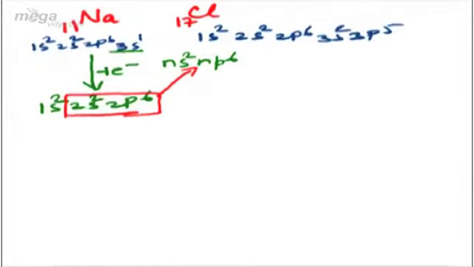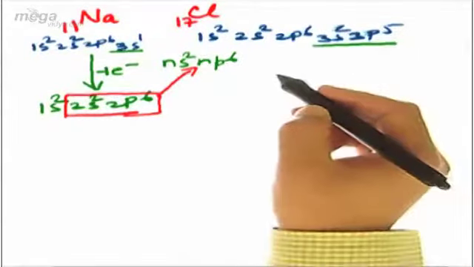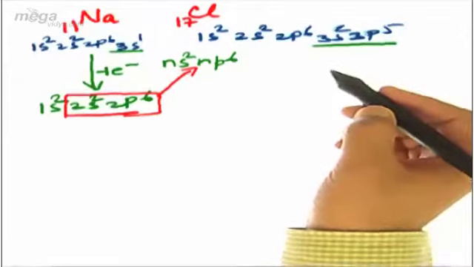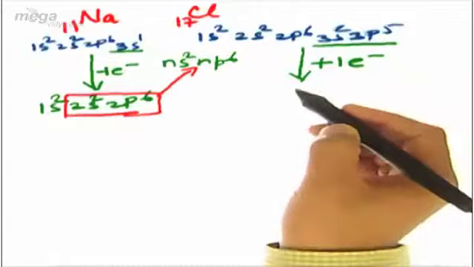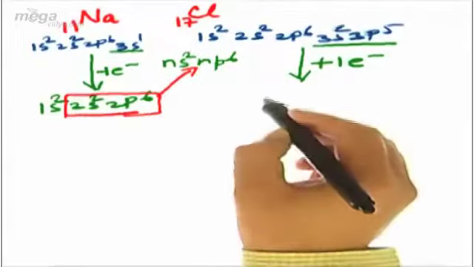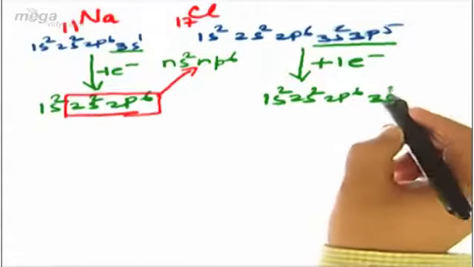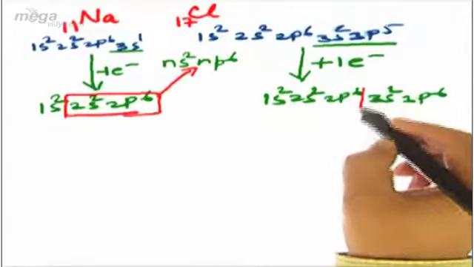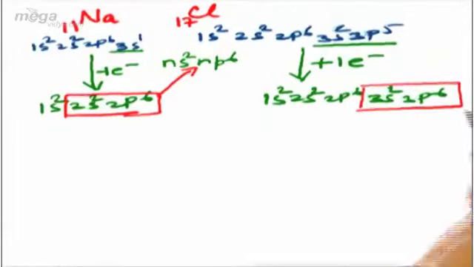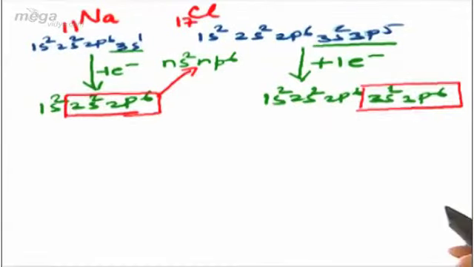Similarly, in case of chlorine, we have got 3s2, 3p5, which is not resembling the ns2 np6 configuration. So basically Cl will gain one electron from sodium and its new configuration will become 1s2, 2s2, 2p6, 3s2, 3p6. So here in the valence shell of chlorine we have got 3s2, 3p6, which is now again resembling the ns2 np6 configuration. So it has attained stability.